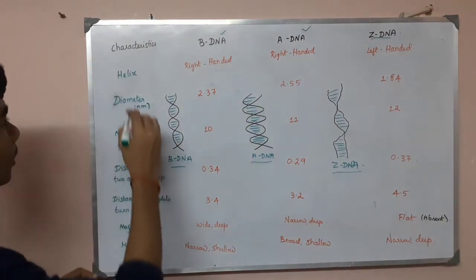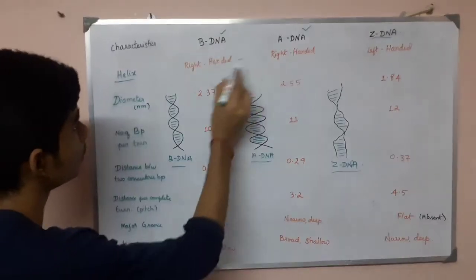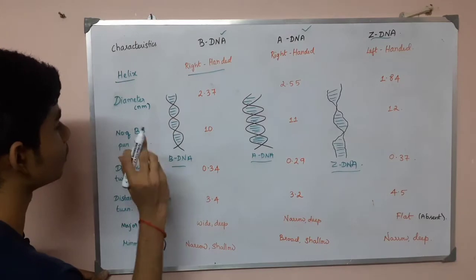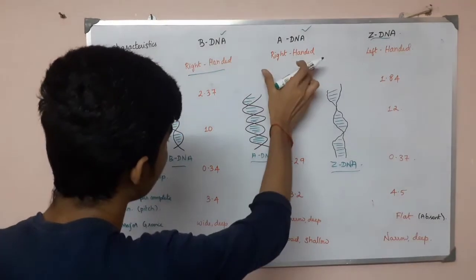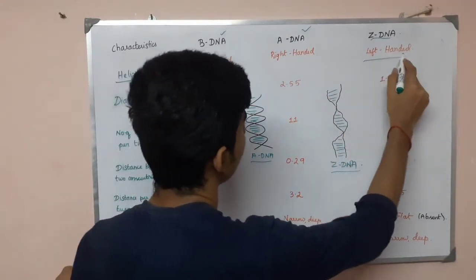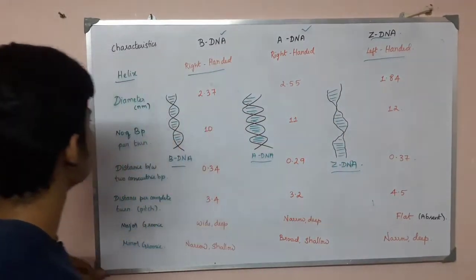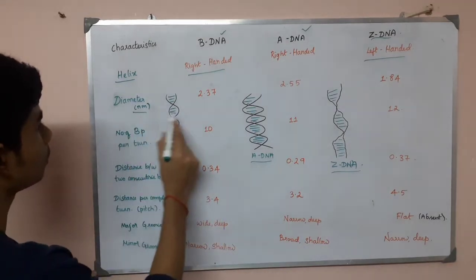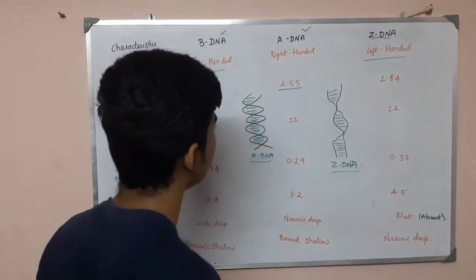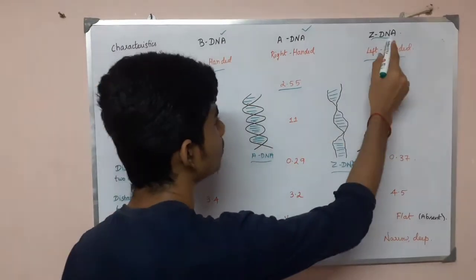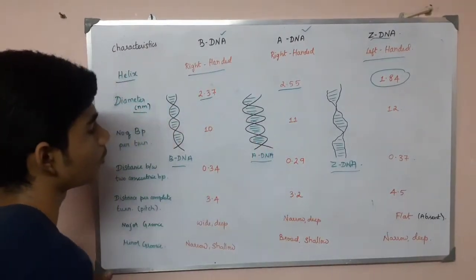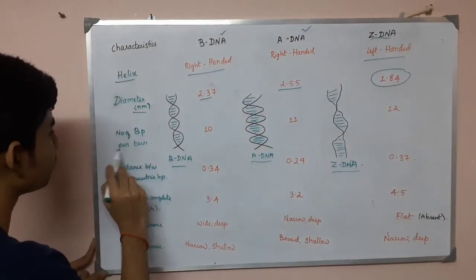The helix for B-DNA is right-handed, that is clockwise rotated, and for A-DNA it is also clockwise rotated, and Z-DNA is anti-clockwise, that is left-handed direction. The diameter of B-DNA is 2.37 nanometer, for A-DNA it is 2.55 nanometer, and for Z-DNA it is 1.84 nanometer.